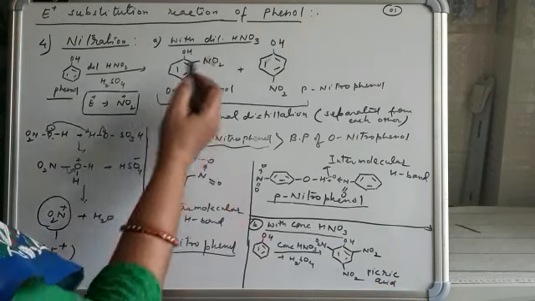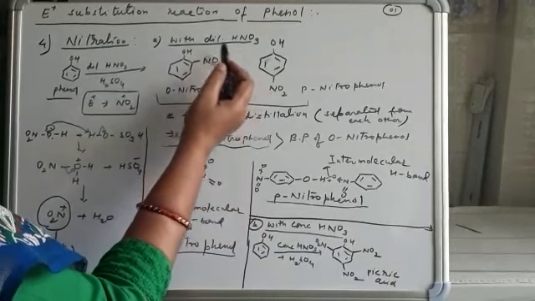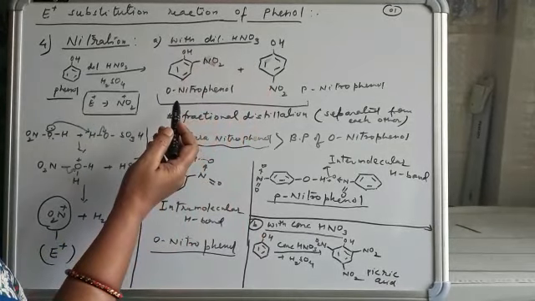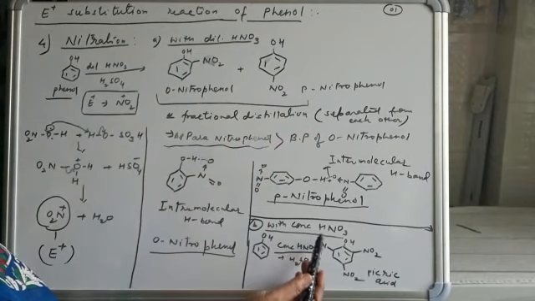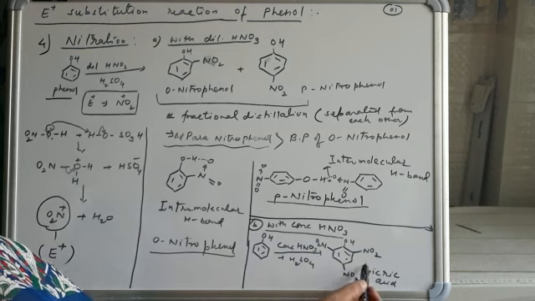Once again, with dilute nitric acid, orthonitrophenol and paranitrophenol are formed. With concentrated nitric acid, formation of 2,4,6 trinitrophenol or picric acid takes place.